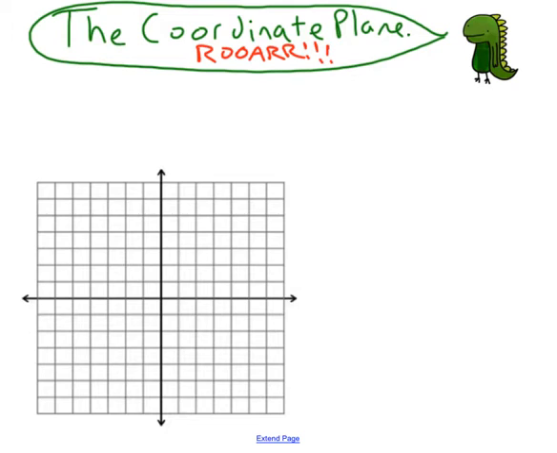Today we're looking at the coordinate plane, as our mildly excited dinosaur wants us to know about. Of course, he's growling as usual, and of course, he's keeping it positive, and so are we, because we love math. Yay, math!